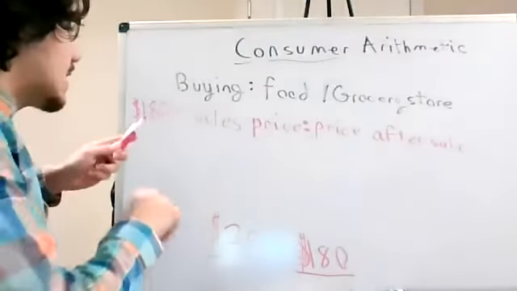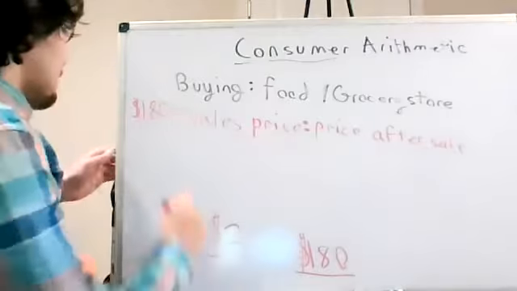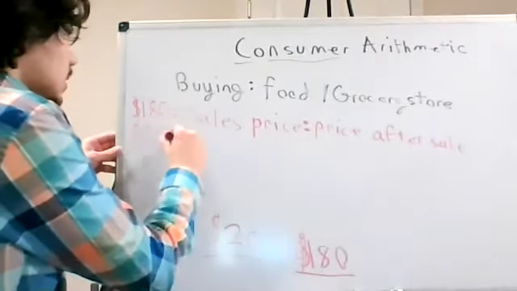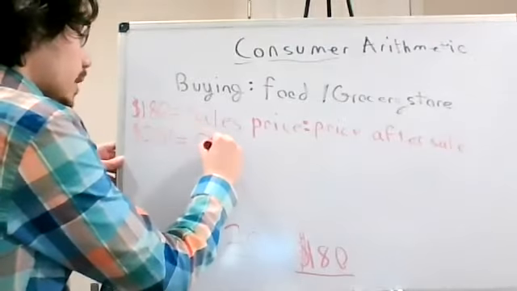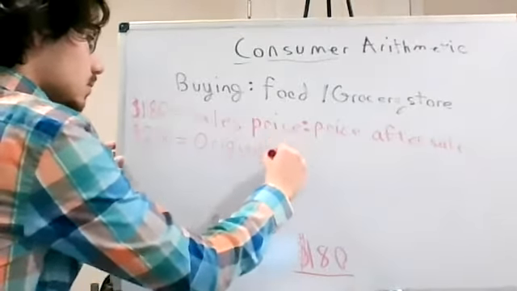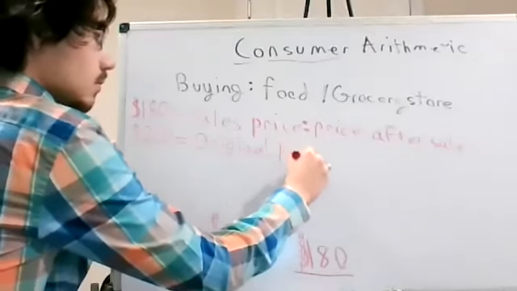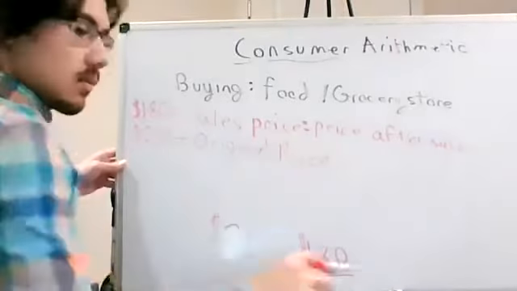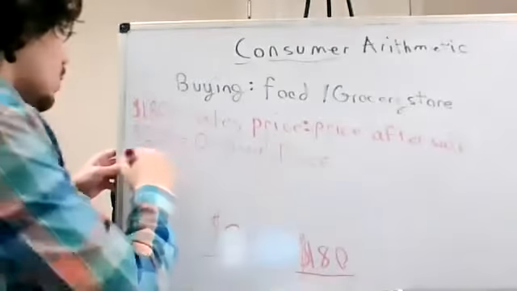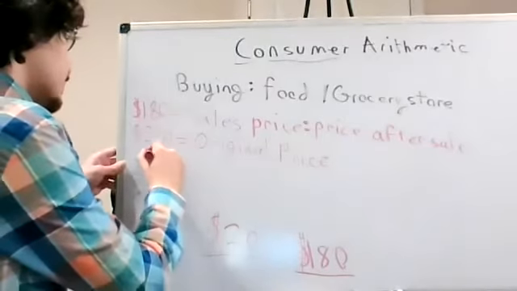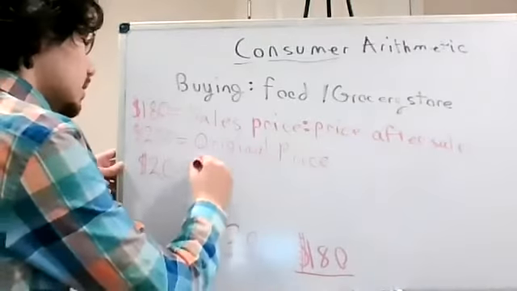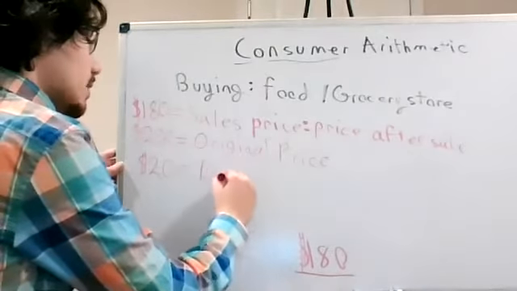So we have the 180, which is the sales price. $200 was the original price. Well, we know what original price means. What will the $20 be called? Sir, I think a discount. Very good. The $20 will be called the discount.